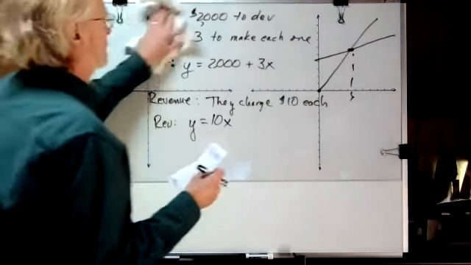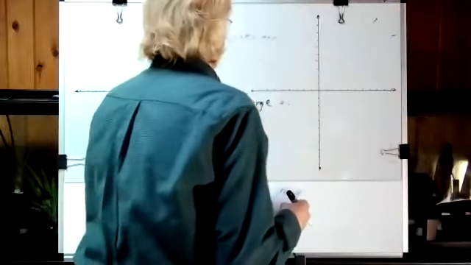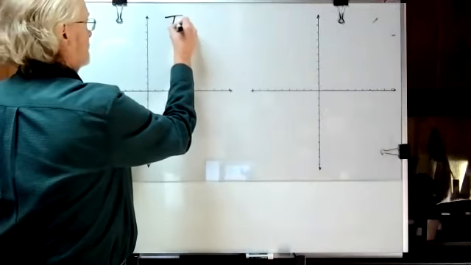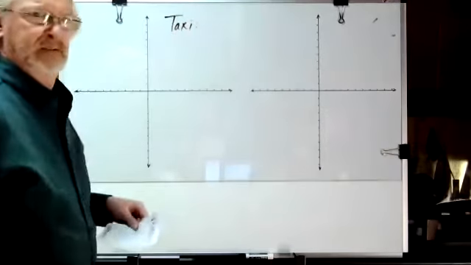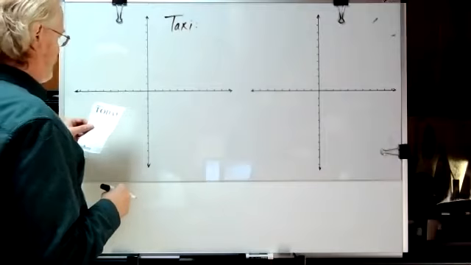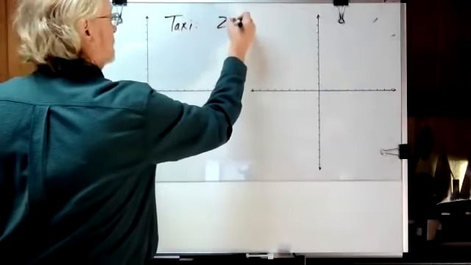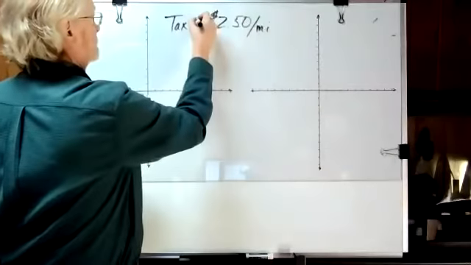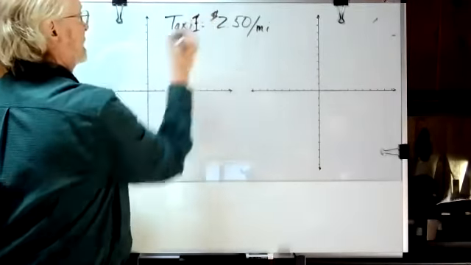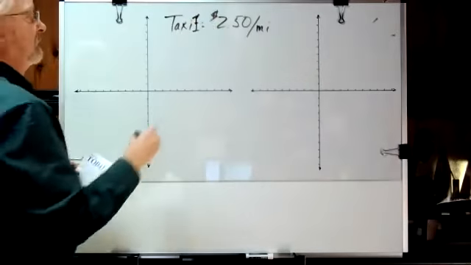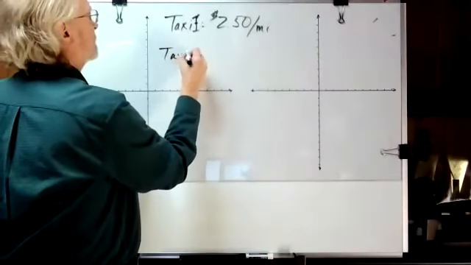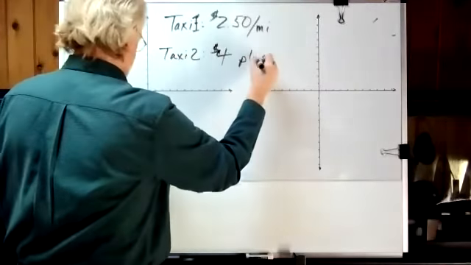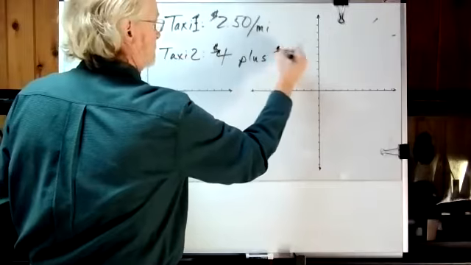Another possibility. A couple of taxi companies, right? I don't know, everybody uses Uber or Lyft. I've never done any of that. Oh well. One company charges $2.50 per mile. Taxi 1. Okay. Sorry, messy. Taxi company 2 charges $4 plus $2 a mile.